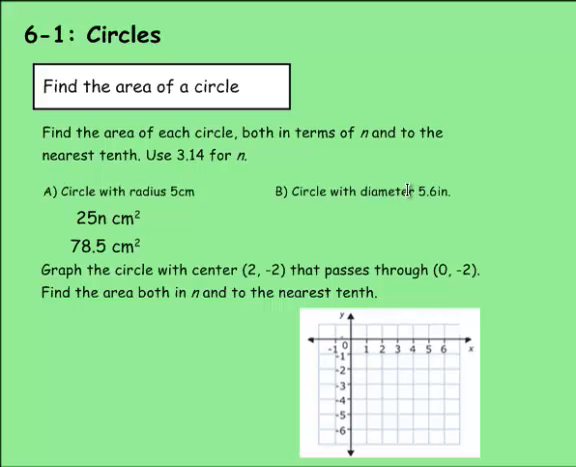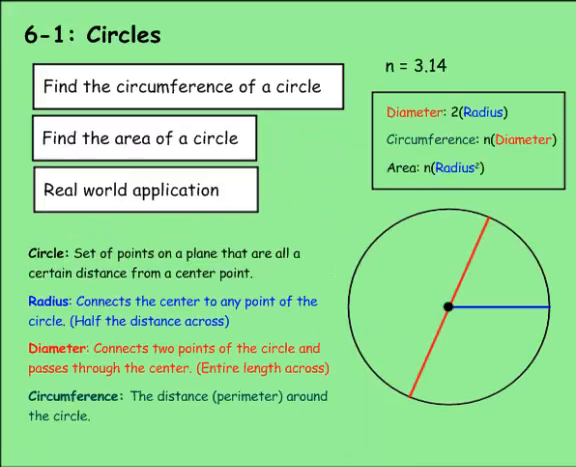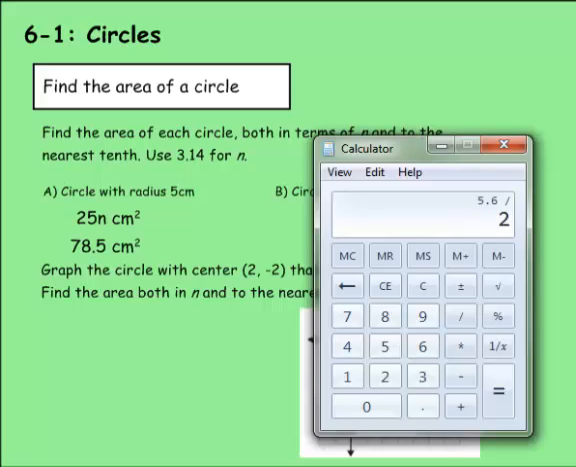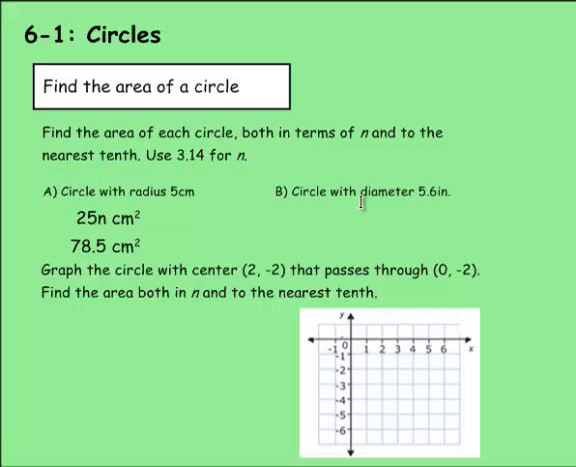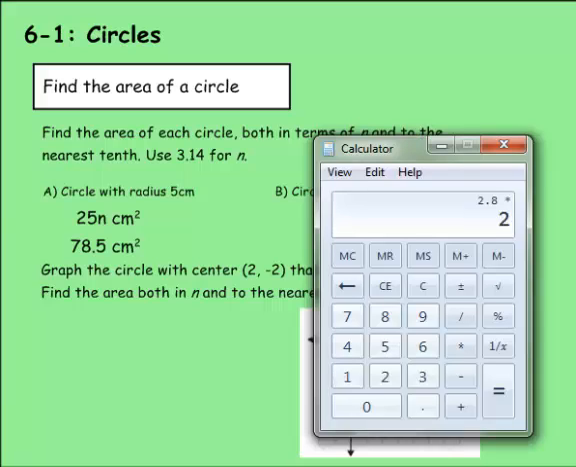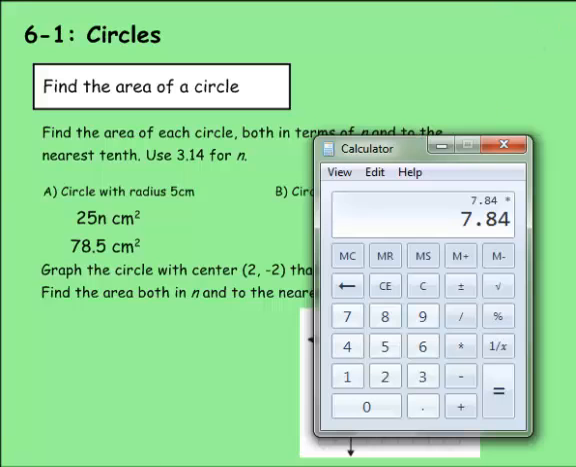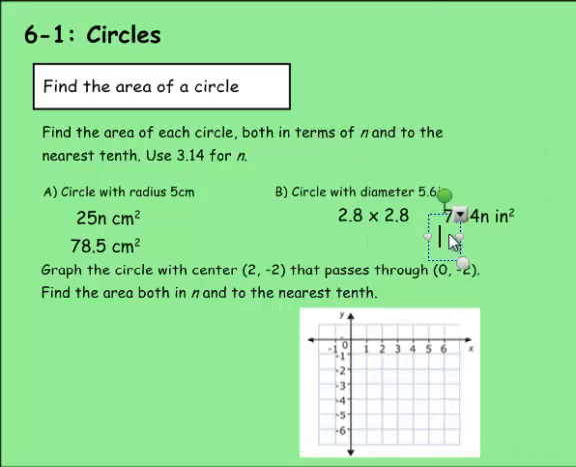So now it gives us the diameter of 5.6. Remember, we need to find the radius. So the radius is half of the diameter, right? So we could divide the diameter in half and then square it. So we do 5.6 divided by 2 would be 2.8 radius. So we do 2.8 times 2.8, and that would be 7.84. So the area would be 7.84 times pi inches squared. If we're going to find that out, 7.84 times 3.14, it would be 24.6. So it would be 24.6 inches squared.